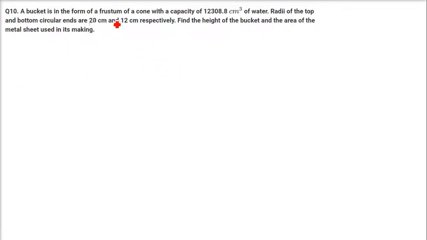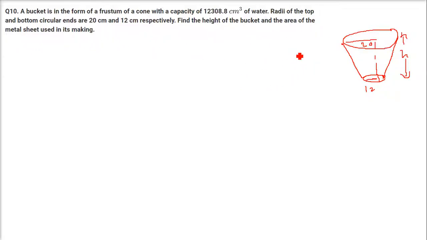A bucket in the form of a frustum of a cone with a capacity. Now we have a bucket and the capacity is given, that is, the volume is given. Radii of the top and bottom circular ends are 20 and 12. So this is 20 and this is 12. Find the height of the bucket. So the height needs to be found out. And the area of the metal sheet used in making it.